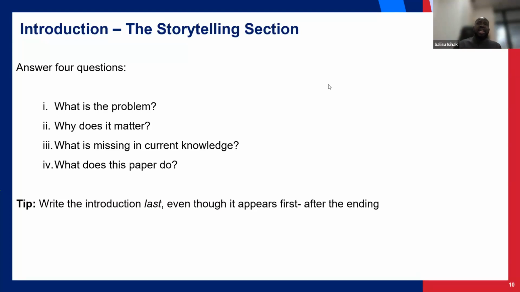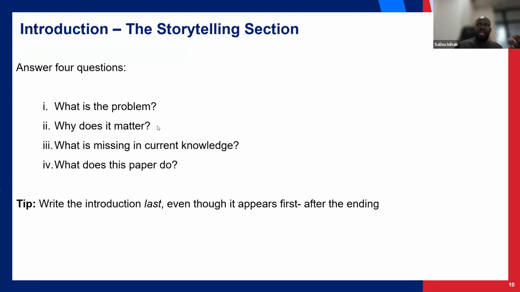And in many instances, the introduction is something that you should write last in your paper, because it is only when you finish the story that you'll be able to tell the story. So at the time you are writing your paper, you can have a scanty introduction, but to really tie down the introduction is when you finish your work. That is when you will be able to connect all the dots.